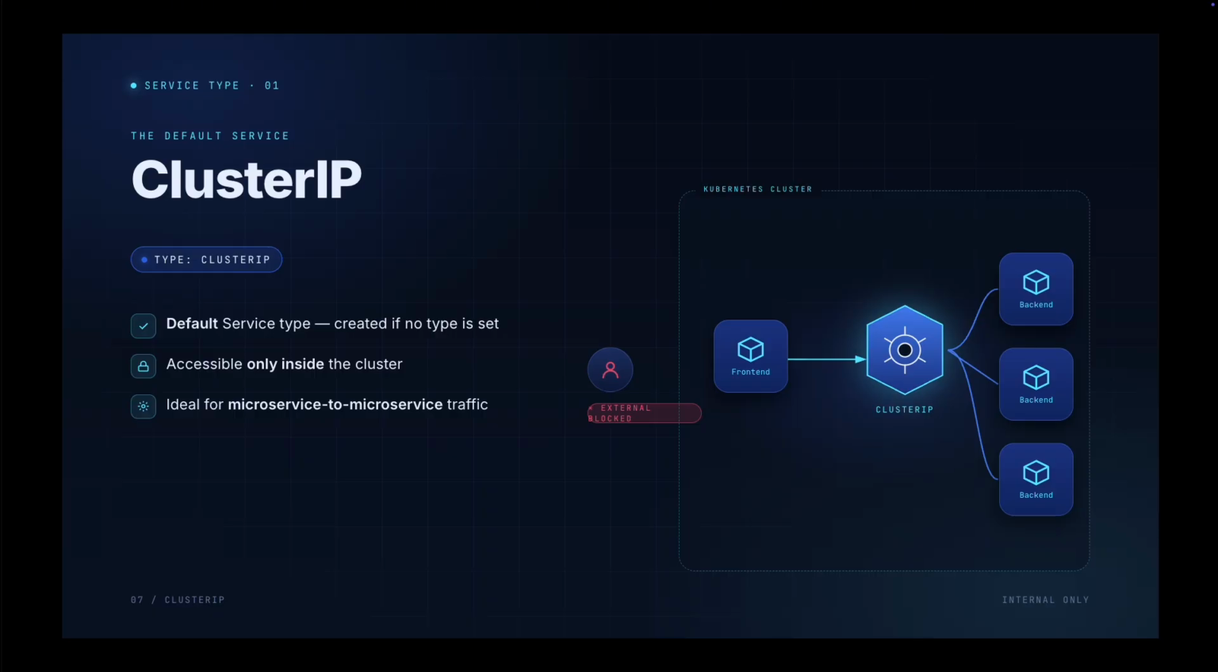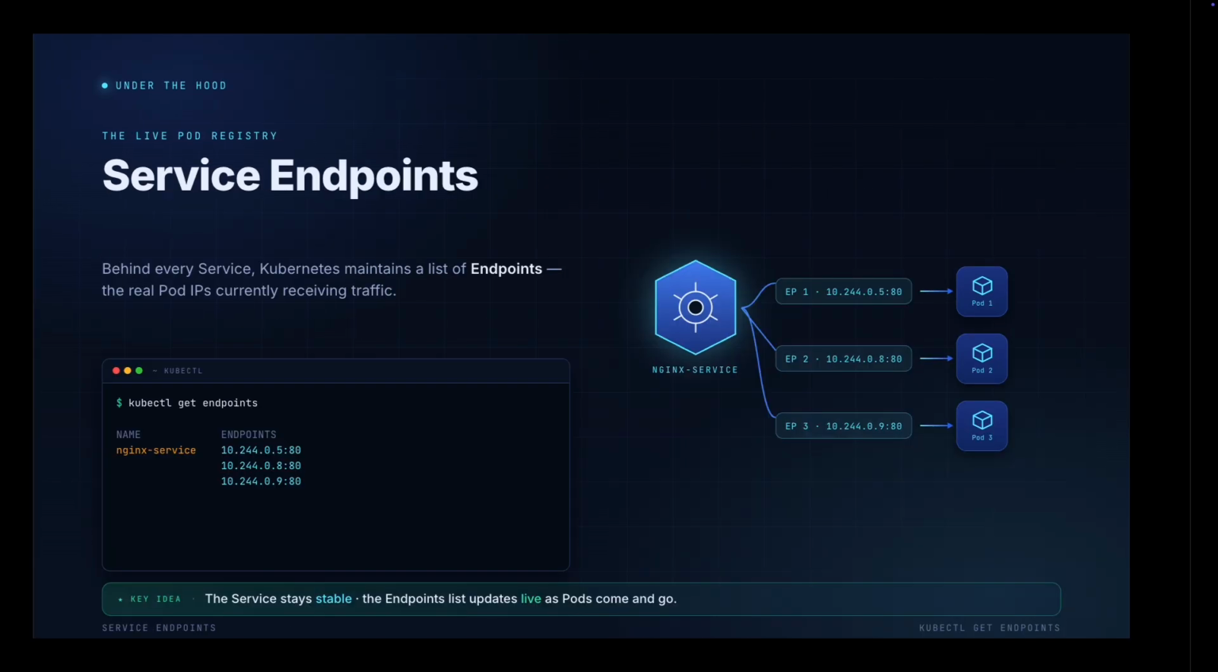Notice that the front-end application can reach the service because it's inside the cluster, but external users cannot access it directly. That's the key characteristic of ClusterIP, internal access only. Before we move to external access, there's one more concept worth understanding. Behind every service, Kubernetes maintains a list called Endpoints. These endpoints contain the real pod IP addresses currently receiving traffic. The service remains stable, but the endpoints list is updated automatically as pods are created or removed. This is how Kubernetes always knows where to route traffic.